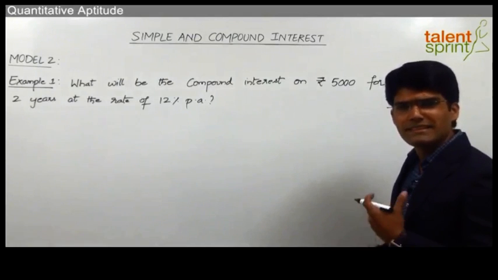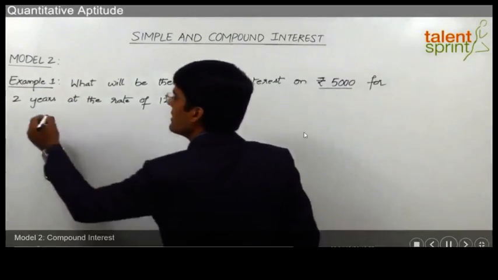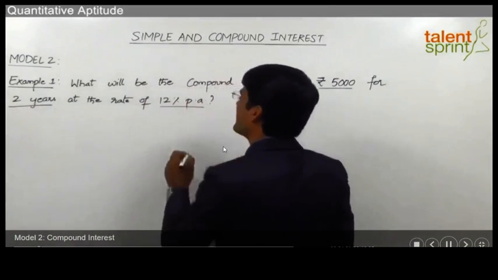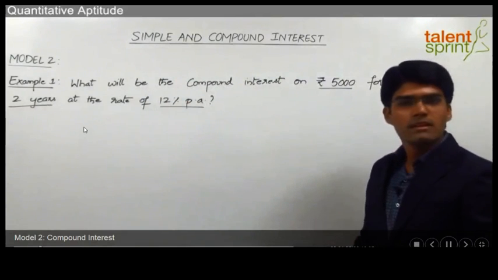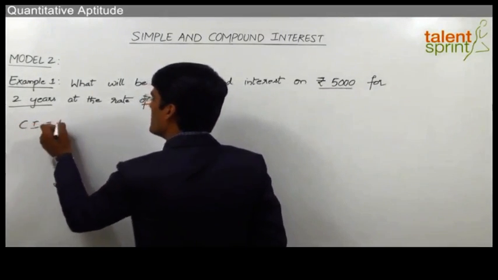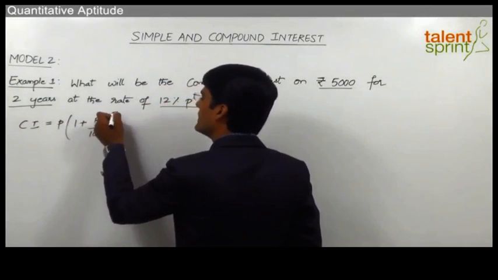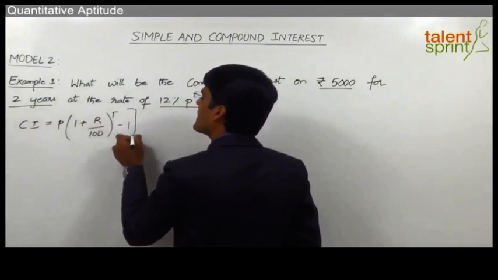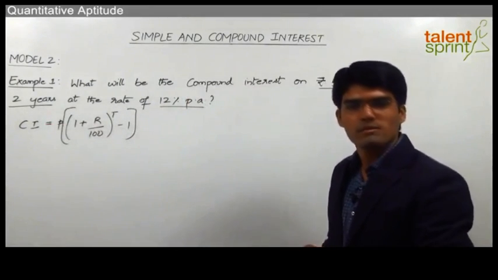So as you can see here, this is a direct question where the principal is rupees 5,000, time period is 2 years, and the rate is 12% per annum. And we are supposed to find out what will be the compound interest. We know that compound interest is equal to P into (1 plus R by 100) whole to the power of T minus 1, if we take P common. So let us simply substitute the values and find out what will be the required answer.